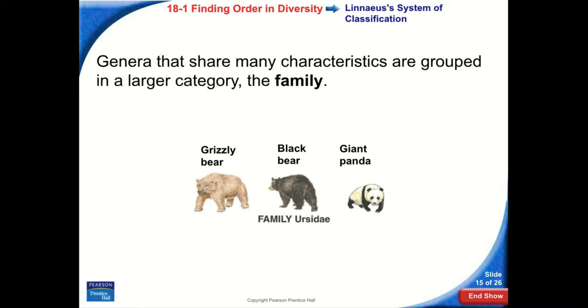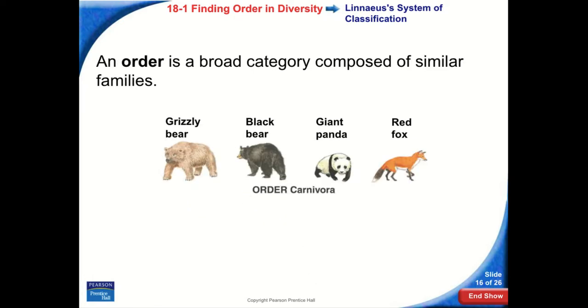The genus is one that shares many different characteristics that are grouped then into a larger category, a larger taxon called the family. So you start to include more diverse, yet still similar species. Then you go one step broader or more general, and you have an order. And so now you're including other organisms that, again, have something in common, but they're not going to be as closely related.